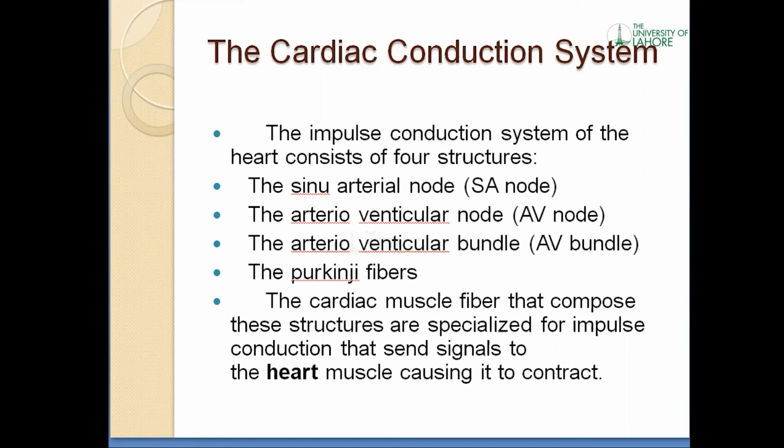Purkinje fibers. Now we talk about Purkinje fibers. The Purkinje fibers are specialized conducting fibers composed of electrically excitable cells. They are large cardiomyocytes with fewer myofibrils and many mitochondria. They conduct the cardiac action potential more quickly and efficiently than any other cell of the heart. The cardiac muscle fibers that compose these structures are specialized for impulse conduction, sending signals to the heart muscles, causing them to contract.